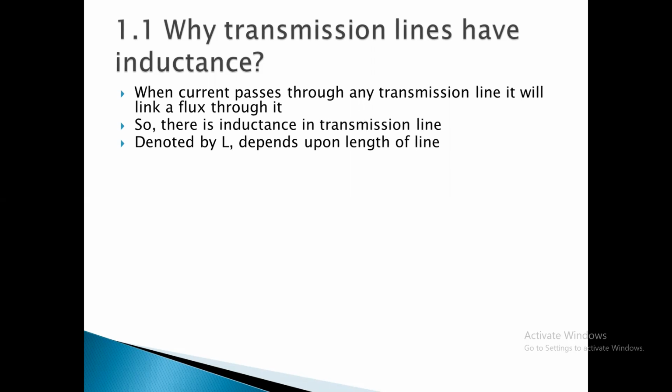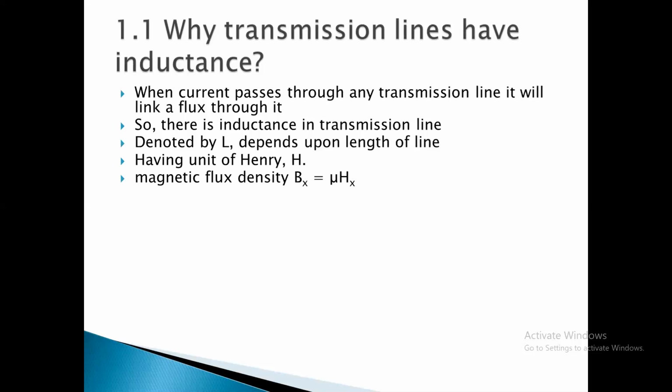Normally we denote inductance by L, and it depends upon the length of the line. If we increase the length of the line, the inductance will increase, just like resistance increases with length. For example, if 1 kilometer has 2 millihenry inductance, then 2 kilometers will have 4 millihenry. We just multiply by distance. So this is the important point: inductance depends upon the length of the transmission line. Its unit is Henry. I think you already know about this.